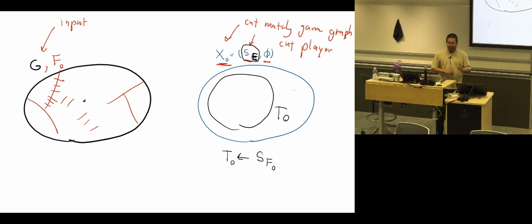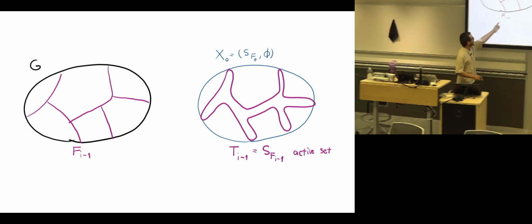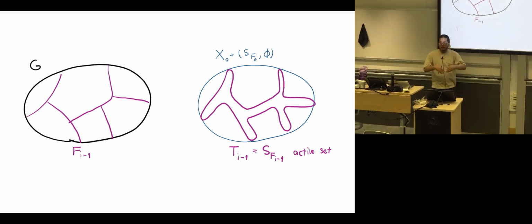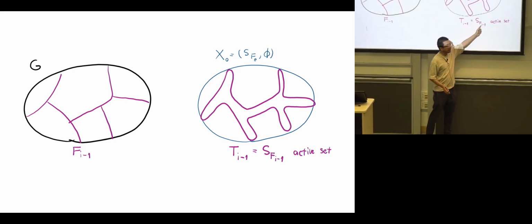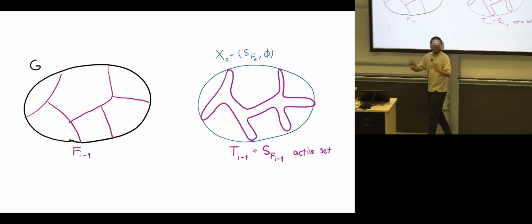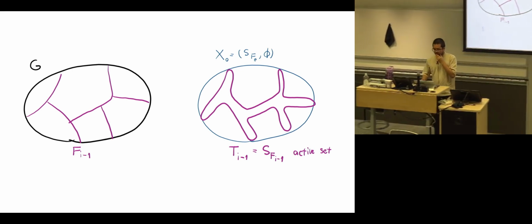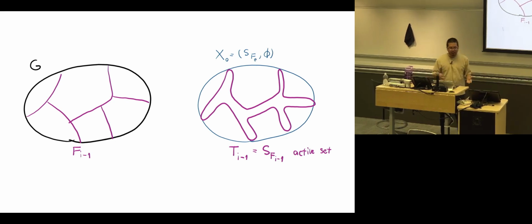Okay, and let's say we are at round i. At this point, we keep updating our balance separator F. It will update to some F_{i-1}. At every round, F_i is always a balanced separator, but it just keeps updating. So at this point, this is our balance separator, and our active set will be the split nodes of this balance separator. We maintain this at all times.